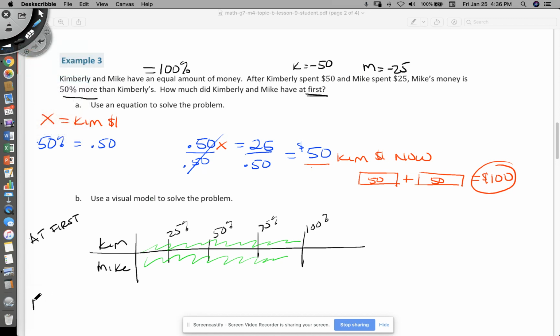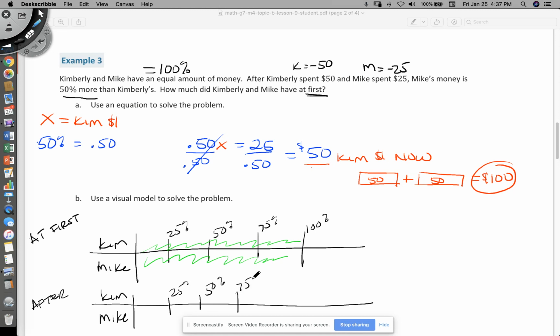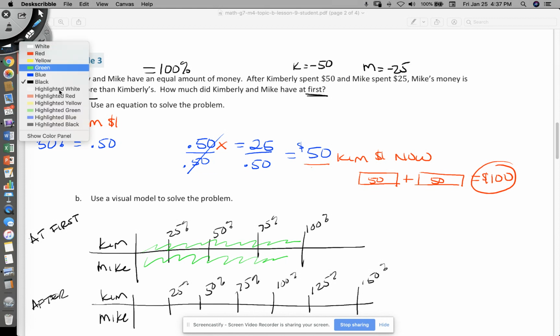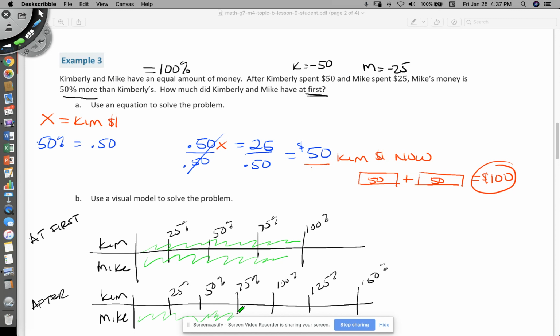Now let's do after they spent their money. All right, so I have Kim and Mike. And we're going to chunk this again, 25%, 50%, 75%, 100%, 125%, and ending with 150%. And the reason I went to 150 is because he is 50% more. So I know Mike is going to go all the way over here, okay? And if he's 150%, that means Kim is at 100. She's the whole. She's 100%.